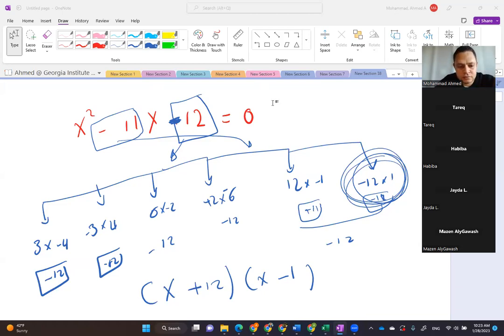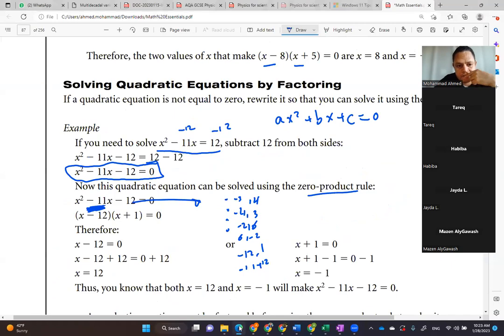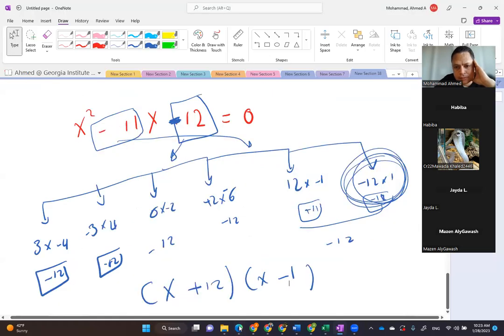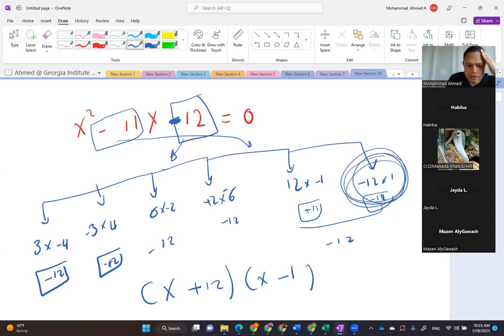Sorry, Mr. This is going to be x minus 12 and x plus 1. You say it's supposed to be x plus 1 and x minus 12? Yeah, you're right. I switched them, sorry. Because if you go back and multiply them, it should be x equal negative 12 and x equal 1. And over here, we're going to make x minus 12 and x plus 1.